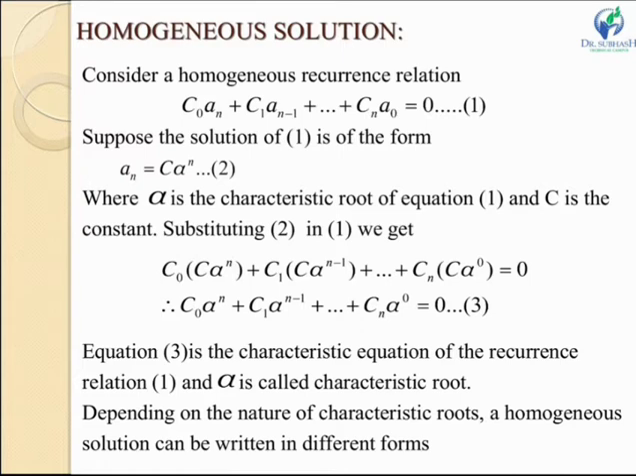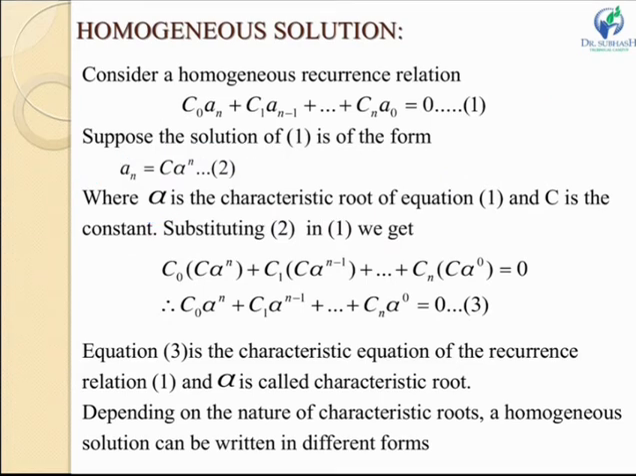Now for the homogeneous solution, consider a homogeneous recurrence relation c0 a(n) plus c1 a(n-1) plus up to plus cn a0 equal to 0, and I name it as equation 1. Suppose the solution of 1 is of the form a(n) equal to c alpha raised to n, where alpha is the characteristic root of this equation and c is a constant. If I am saying this is the solution, then it must satisfy equation 1.